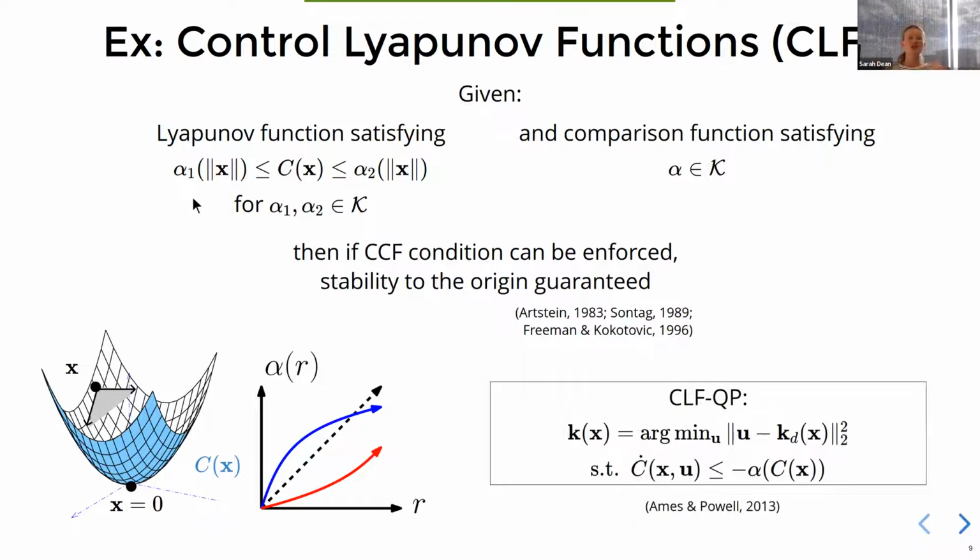And to use this constructively, we can actually use the control certificate condition as a constraint in an optimization-based controller. What this QP does is project any kind of hand-designed controller, K_D, onto the set of inputs which satisfy that control certificate condition. And that means that this K of x will be in that set that we said was good, and therefore the system will remain stable.